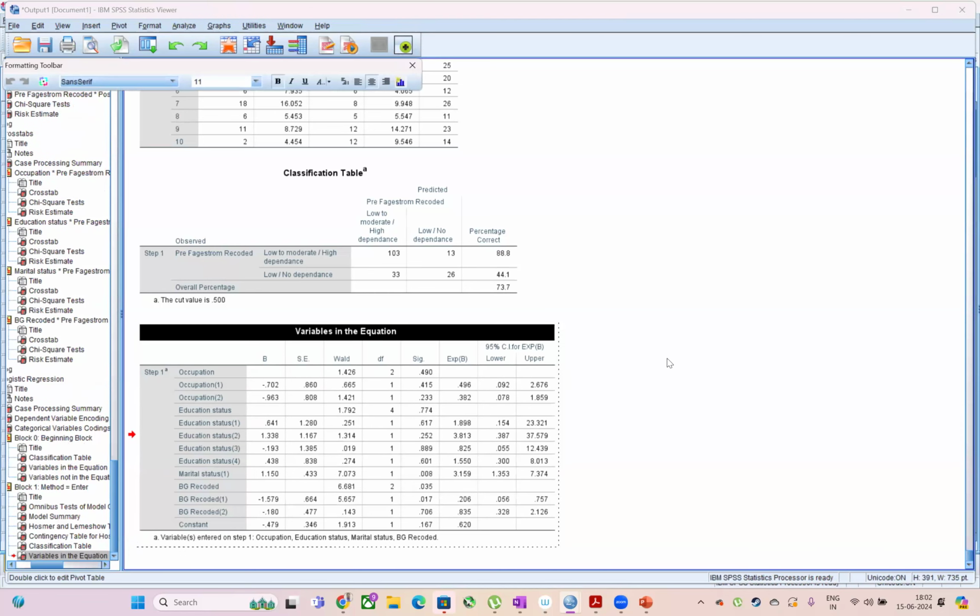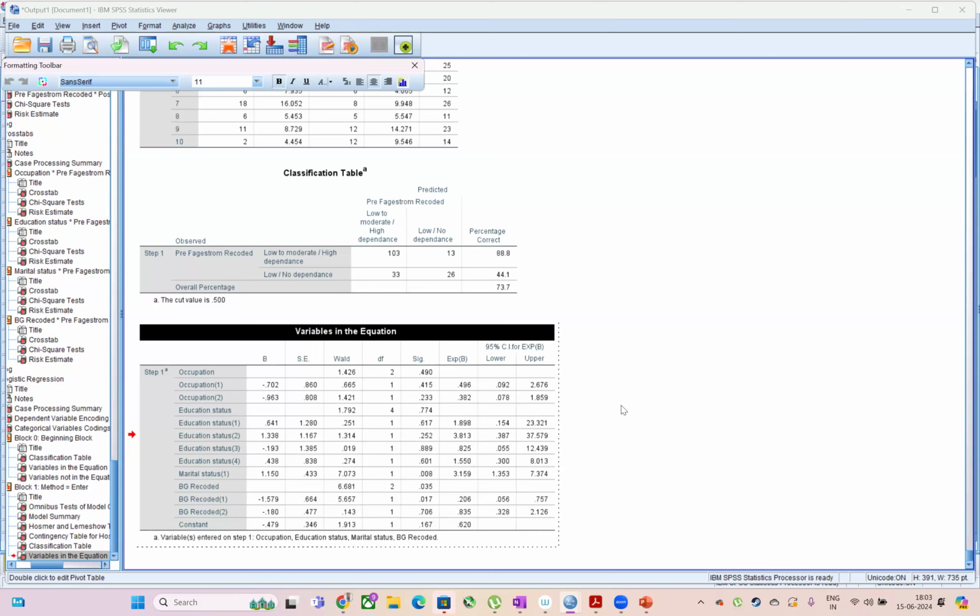If you see the table over here, we saw statistical significance for all these variables in the bivariate analysis. Bivariate means chi-square. In the chi-square analysis, we saw statistical significance of all these variables. But in the regression analysis, only socioeconomic status and marital status were found to be significant. Occupation and educational status are not significant.